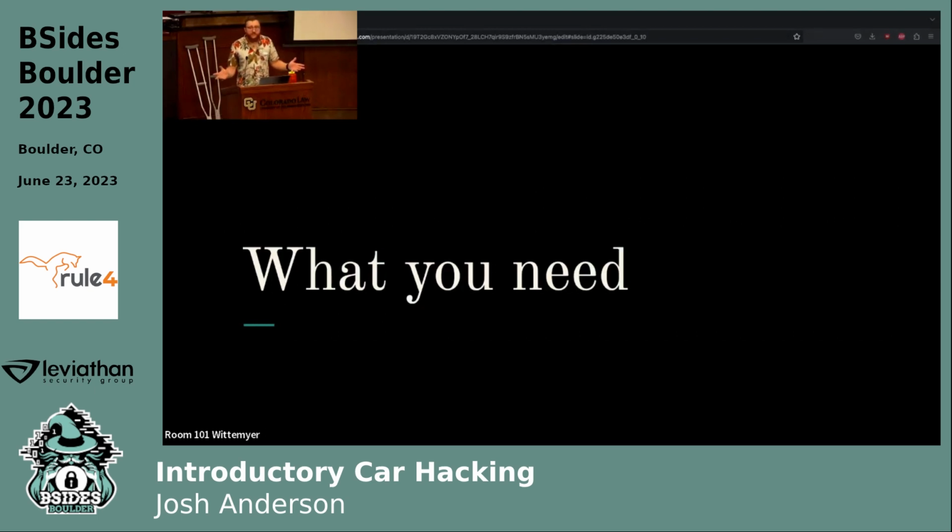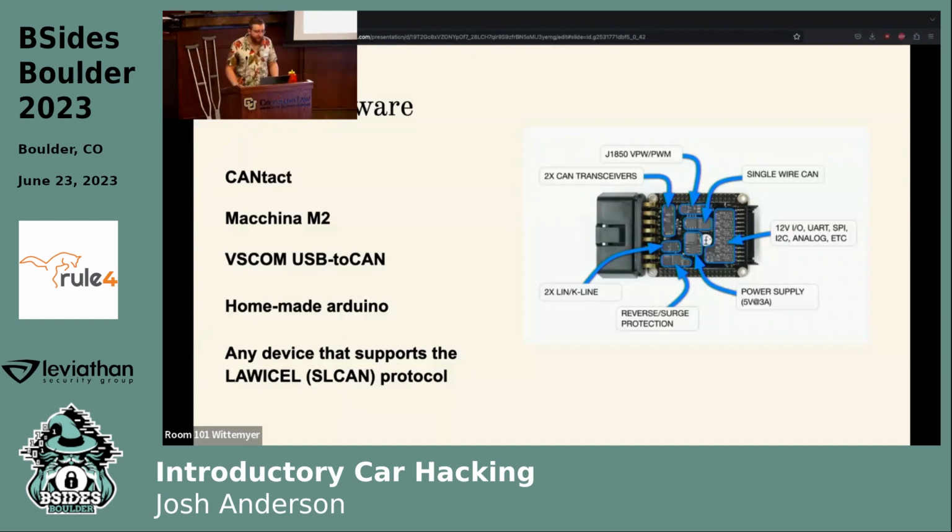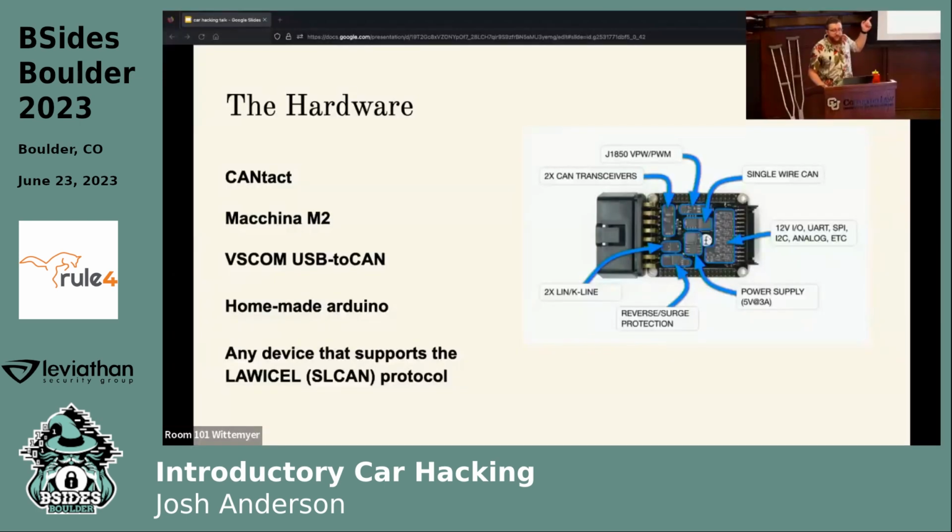So what do you need to actually start hacking on your car? First, you need something that can speak CAN. It can be as simple as an Arduino or a Raspberry Pi hat that speaks the LAWSL or SLCAN protocol. It can be as fancy as the Macchina M2, which is kind of the industry standard for this. It's the best little dongle you can get to plug into your OBD2 port to interact with your car and hack on your car.